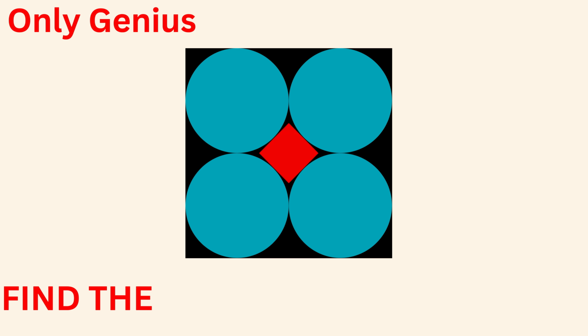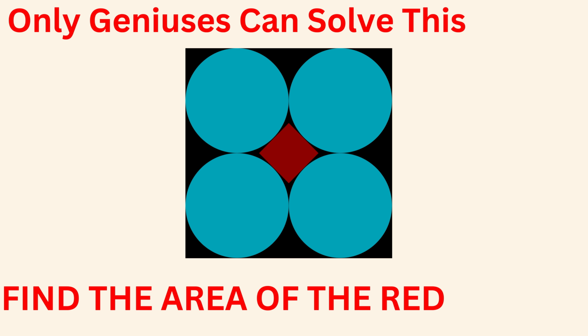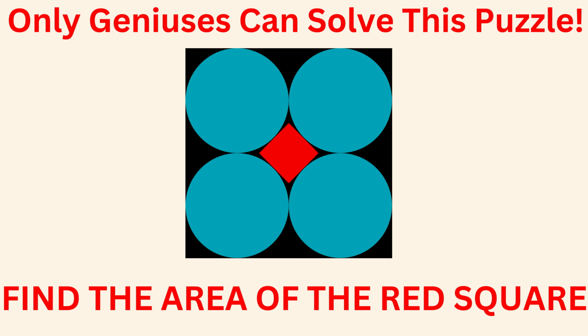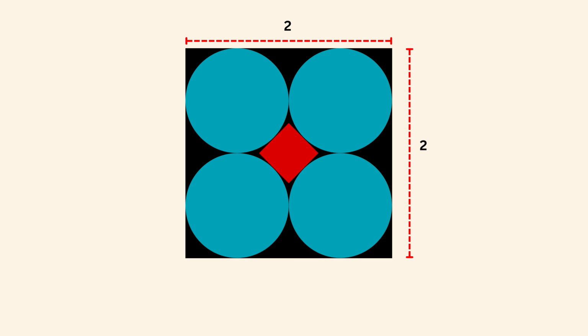Here's a puzzle even top students get stuck on. A red square is hiding between four circles. Can you figure out its exact area? The side length of the large square is 2 units. These circles fit exactly inside it.